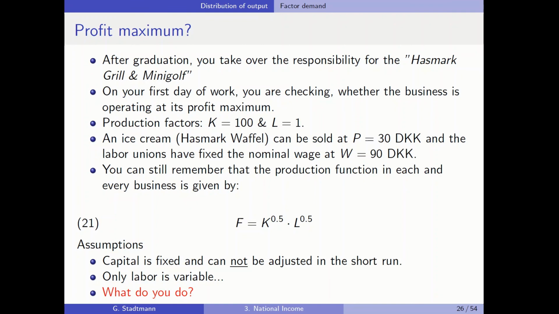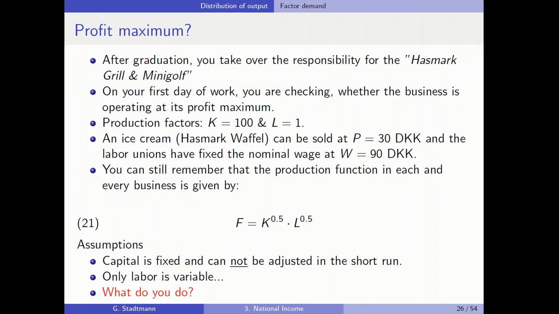From your studies, you can still remember that the production function in each and every business is given by K to the power of 0.5 times L to the power of 0.5. The assumptions are as follows. For the moment, capital is fixed and cannot be adjusted in the short run. Only labor is variable, and the big question is, what should you do in this setting?